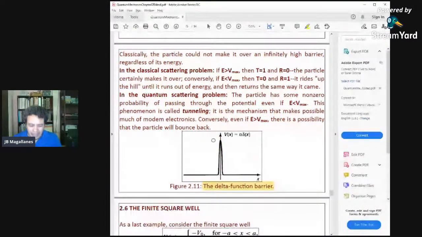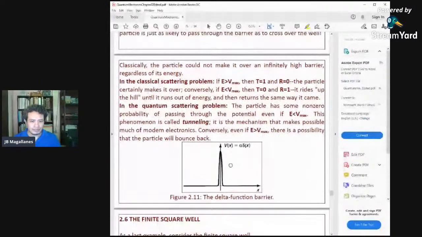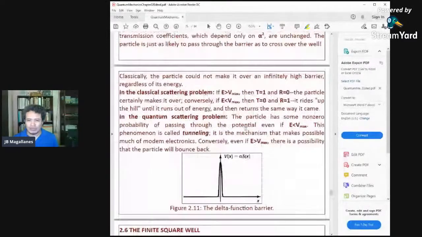But again, in quantum mechanics, the particle can tunnel through this barrier, and this phenomenon is called tunneling. There's always a probability that the particle will be able to pass through here. Although the probability will be very small, there is a probability. Classically, if you have a particle here, it cannot pass. But quantum mechanically, with a very small probability, the particle from here can pass to here, or vice versa. So that's our lesson for today.